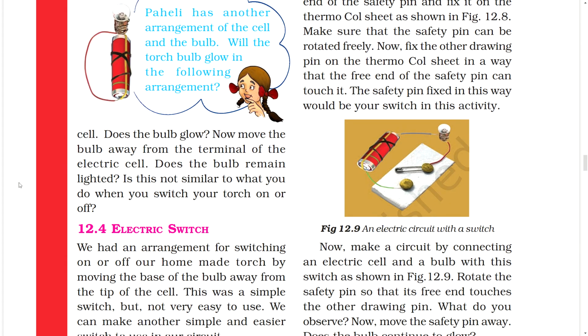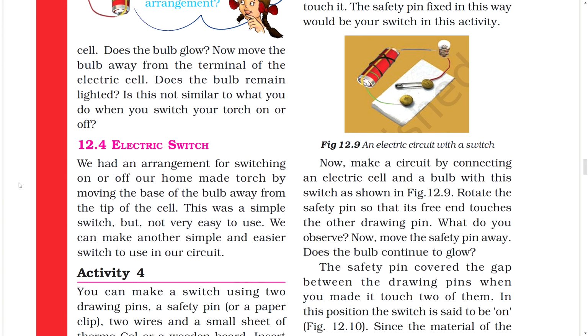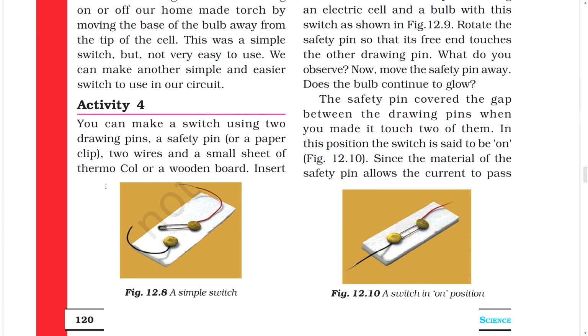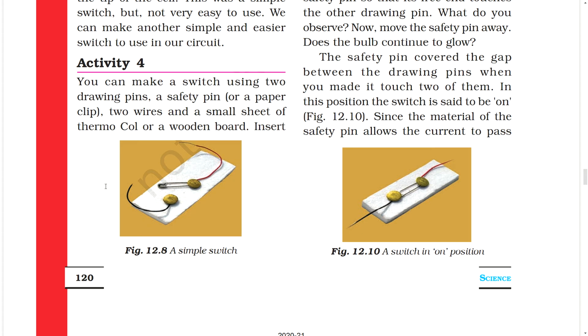Figure: an electric circuit with a switch. Now make a circuit by connecting an electric cell and a bulb with this switch as shown in the figure. Rotate the safety pin so that it touches the other drawing pin. What do you observe? Now move the safety pin away. Does the bulb continue to glow? The safety pin covered the gap between the drawing pins when you made it touch both of them. In this position, the switch is said to be on.